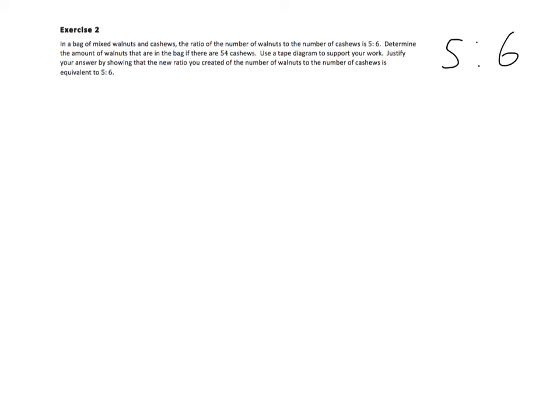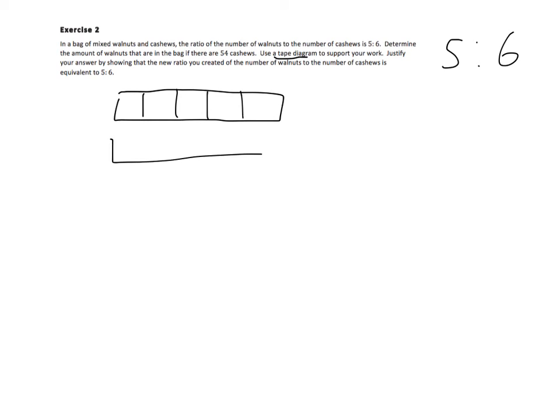Now it says to use a tape diagram to justify it, so let's use a tape diagram. Remember our tape diagram? We're going to draw 5 boxes for the first number to show that part of the ratio. 1, 2, 3, 4, 5. And then 6 boxes for the second one. 1, 2, 3, 4, 5, 6. So we have 5 and 6.